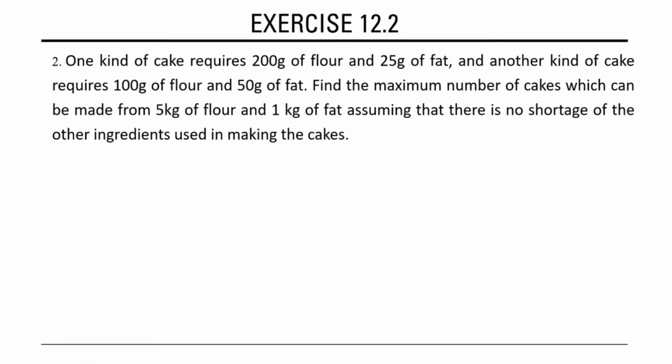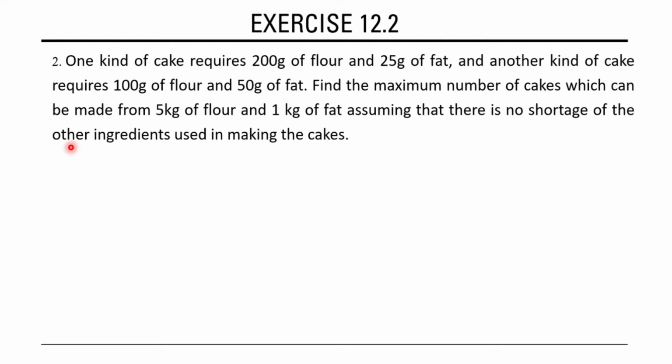Now let us see the second problem of exercise 12.2 in the class 12 textbook. The question says, one kind of cake requires 200 gram of flour and 25 gram of fat, and another kind of cake requires 100 gram of flour and 50 gram of fat. Find the maximum number of cakes which can be made from 5 kg of flour and 1 kg of fat, assuming that there is no shortage of the other ingredients used in making the cakes.